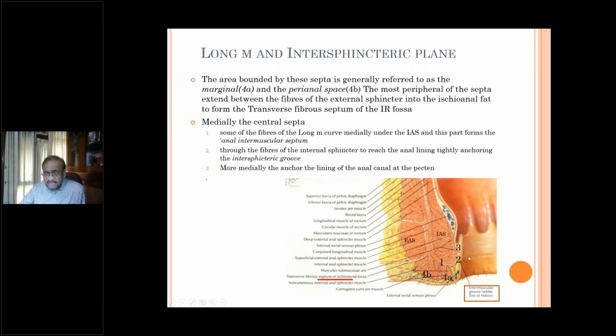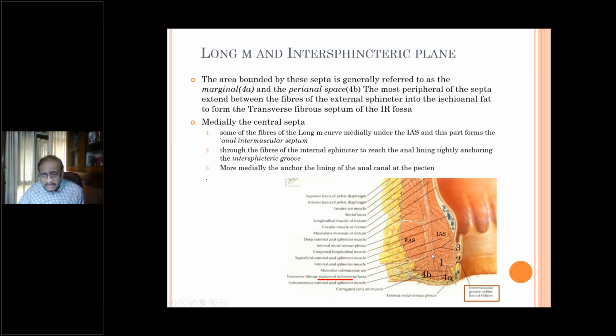See, this is the marginal, this is the lumen, and 4A is the marginal, and beyond that is the true perianal. So perianal can be divided into two: one, the marginal, just lying in contact with the margin, and this is the true perianal. Now, what else does it do? So these were the fibers we were talking about.